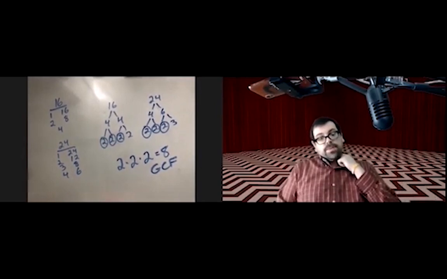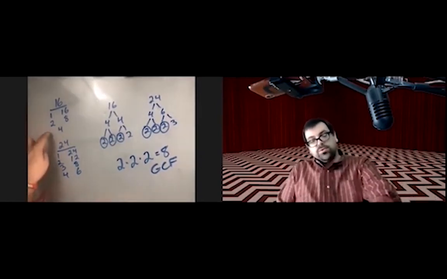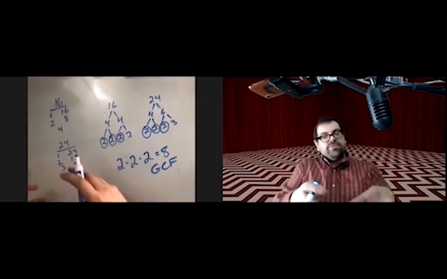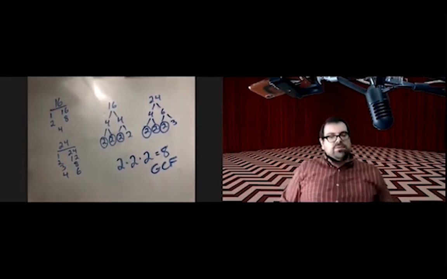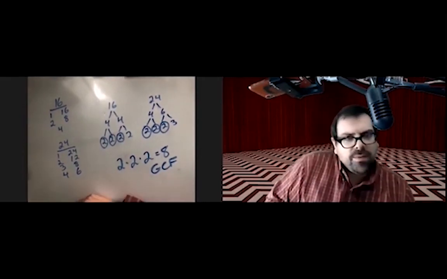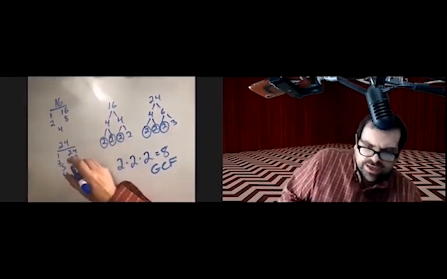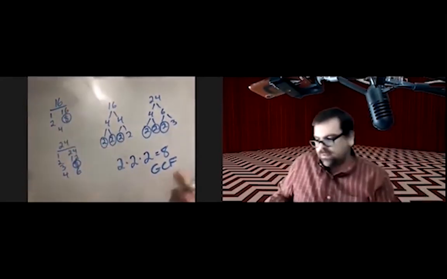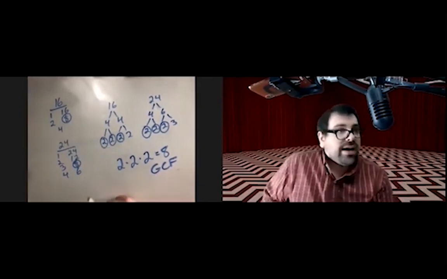1, 2, 4, and 8 are common factors to 16 and 24, but what is the greatest common factor? What is the biggest number in both lists? 8, the greatest common factor.